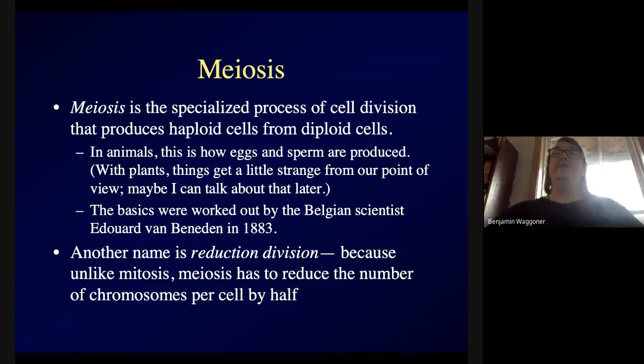The basics of how this works was worked out in 1883 by a guy named Edward van Beneden, who, among other things, studied those intestinal roundworms whose cells we looked at in the last lecture. In animals, meiosis is how you make eggs and sperm. With plants, things get a little weird, and I probably won't have time to talk about this. Plants can be a little bit strange about when meiosis happens. And yeah, we probably don't have time to get into that. But in animals, this is how you make eggs and sperm.